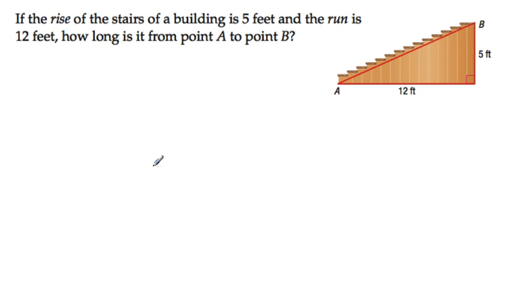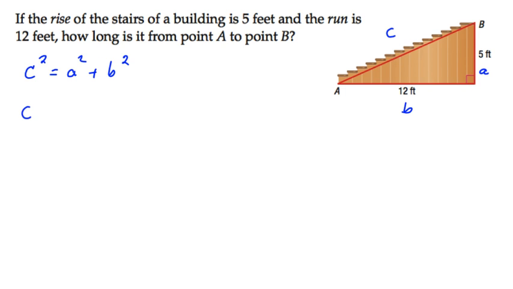Here's another one. Let's check this one out. It says if the rise of the stairs of a building is 5 feet, so the rise is going up and down, it's rising 5 feet, and the run is 12 feet, how long is it from point A to point B? Well, basically they're asking us to use the Pythagorean theorem and find the hypotenuse of the right triangle, right? So it's like this one would be A, this could be B, and this could be C. Okay, so my equation will be c squared is equal to a squared plus b squared.